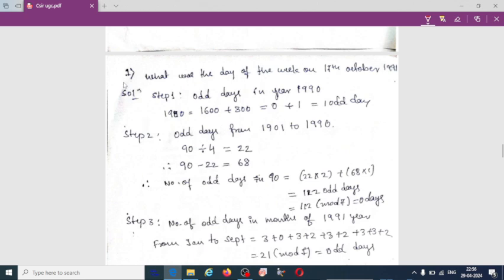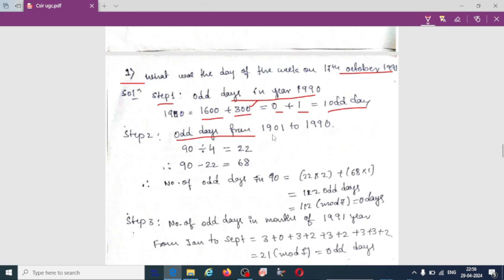So let us take an example to understand. What was the day of the week on 17th October 1991? Here you should find out the day, so follow all the 6 steps. Step 1, odd days in the year 1900. As I said, 1600 plus 300, you get 0 plus 1 odd day in 300 years. So 1 odd day if you take 1900.